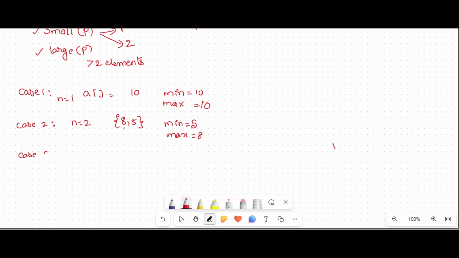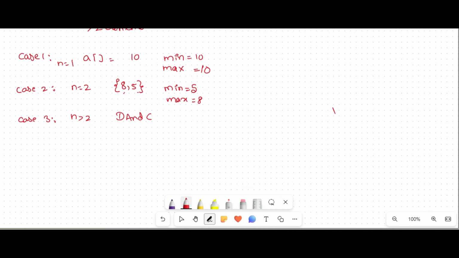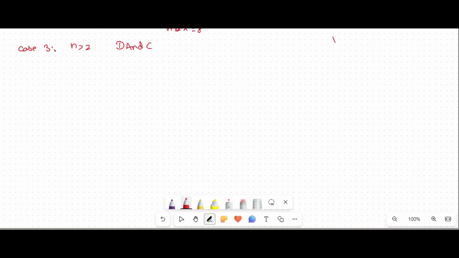Case 3: n is greater than 2. Then what we have to do is divide the problem into subproblems, find the solution, and then combine. Now take an example for this: finding the minimum and maximum element in the array.